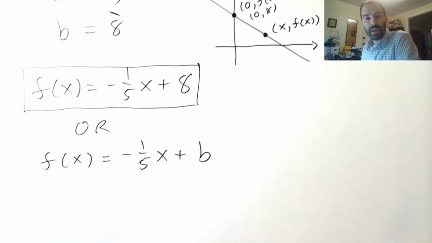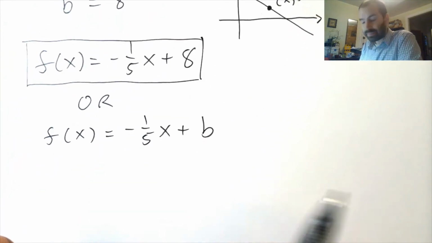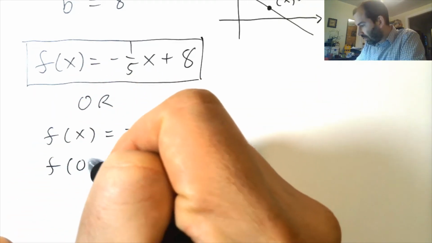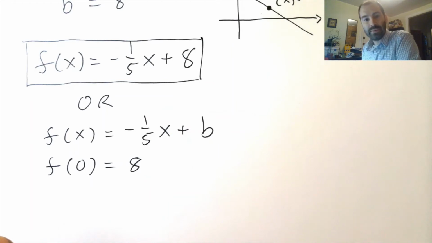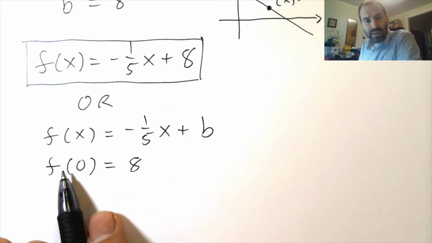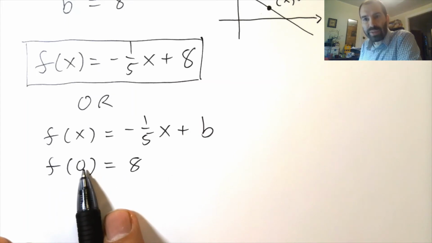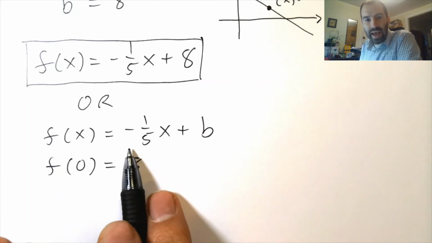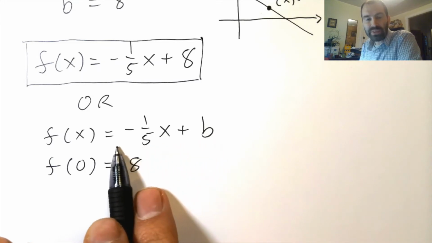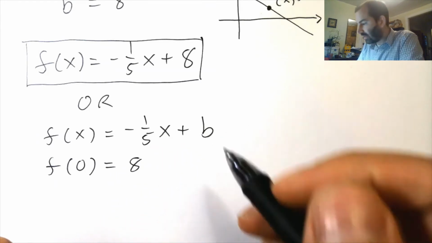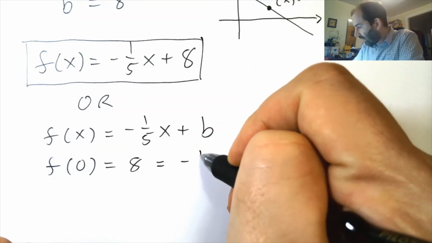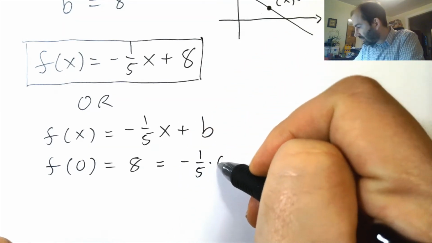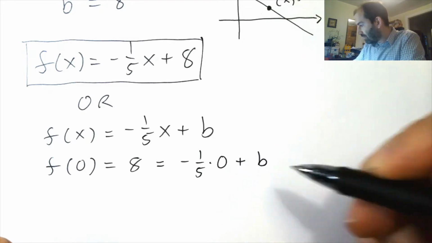Okay? Let's just plug that stuff in here. F of 0 equals 8. Okay, but also when I compute f of 0, I know what that means. That means that everywhere I see an x up here, I'm going to replace it with a 0. Right? So it's also equal to negative 1/5 times 0 plus b.